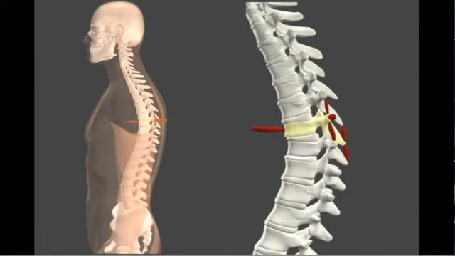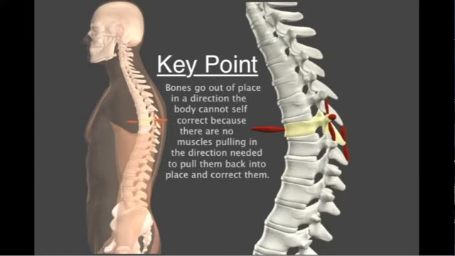So it turns out that the most important thing that happens with bodies to cause structure to collapse and have problems, or to cause body structures to go wrong, is bones go out of place in a direction the body cannot self-correct because there are no muscles pulling in the direction needed to pull them back into place and correct them.